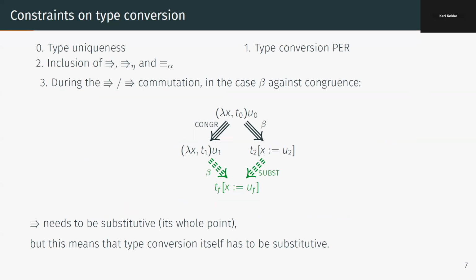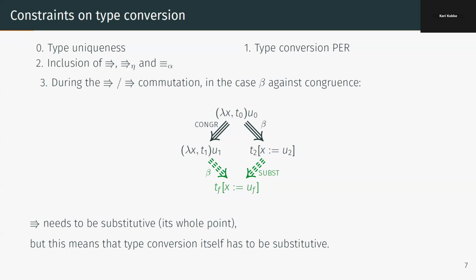so by induction, we can find the TF and UF. So the only thing to really see in this slide is the fact that we need this subst. So the fact that parallel reduction is substitutive for this commutation to work. But parallel reduction itself was constructed, this whole point is to be substitutive as opposed to other definitions of reduction.